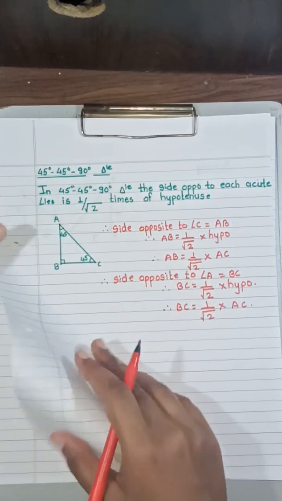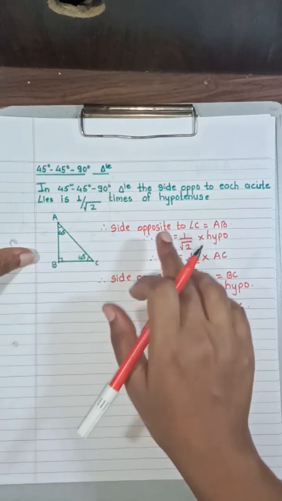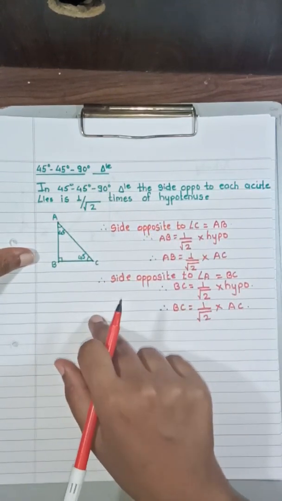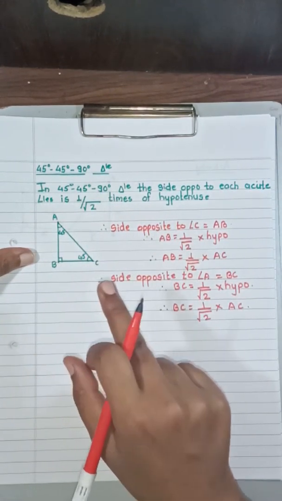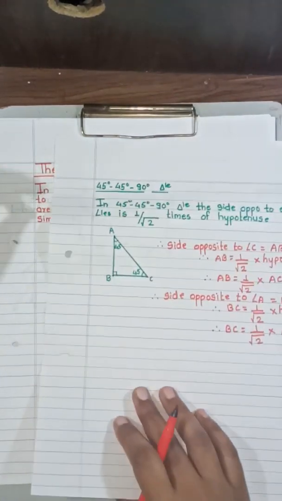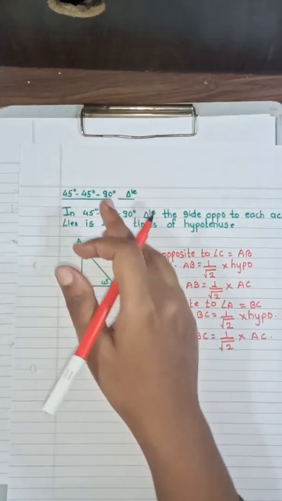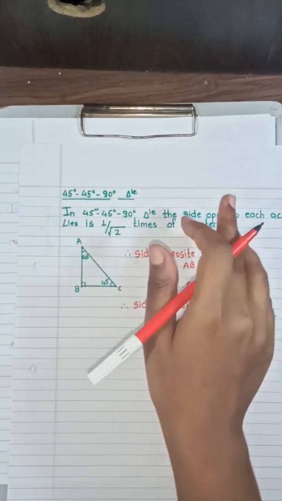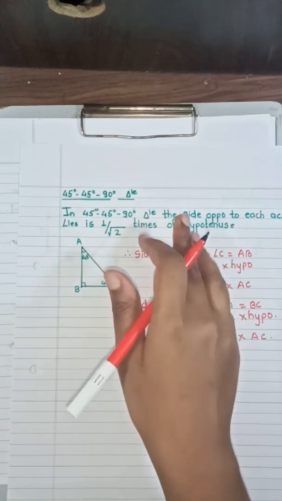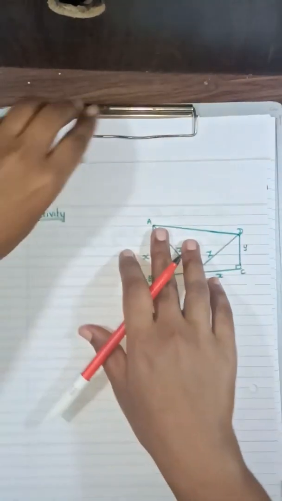I'll repeat it once again. The side opposite to the acute angles of a right angle triangle is equal to 1 upon root 2 of the hypotenuse. Similarly, in a 30-60-90 triangle, the side opposite to 30 degrees is equal to half of the hypotenuse, whereas the side opposite to 60 degrees is equal to root 3 upon 2 into hypotenuse. Now an activity is given to you all.